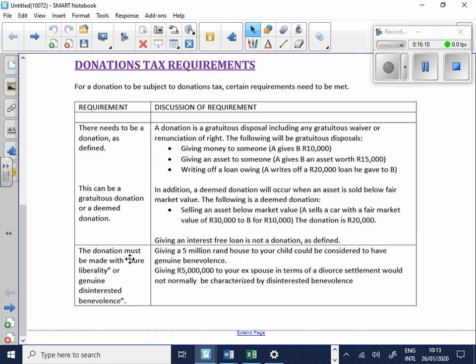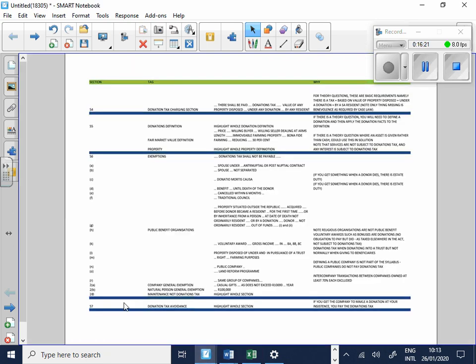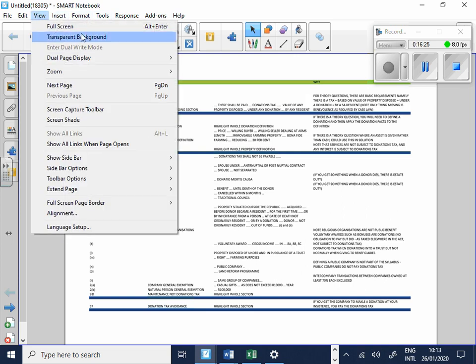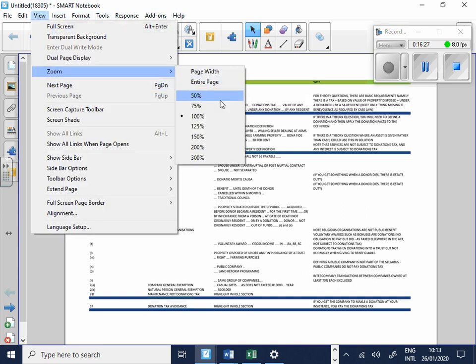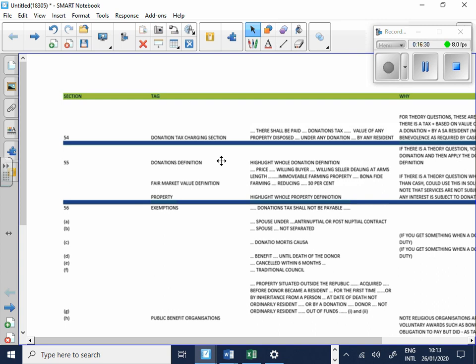Okay. Donations tax requirements. Let's run through them. It says there needs to be a donation as defined. So it has to be a donation. So I'm going to go through here, and you need to understand how to actually do stuff. Here on this list, guys, section 54. Sorry, just let me change the view to make it a bit bigger. There we go. So section 54 and 55. Can you see it says donations definition there? Okay. There's a donations definition.